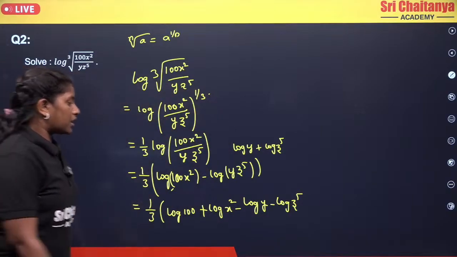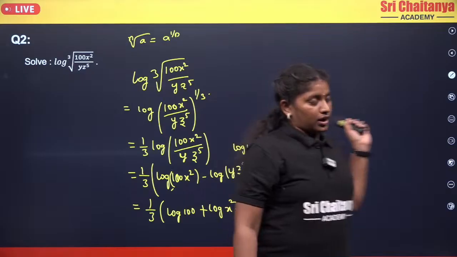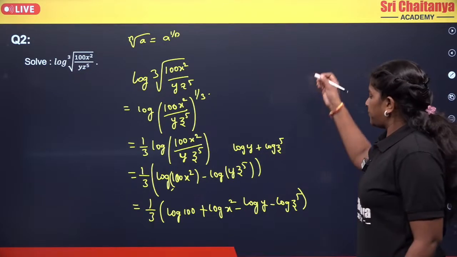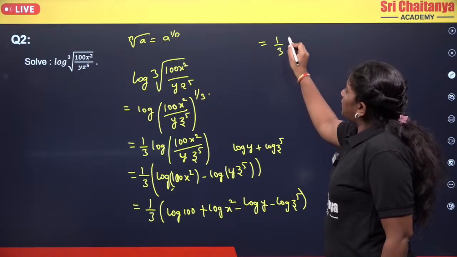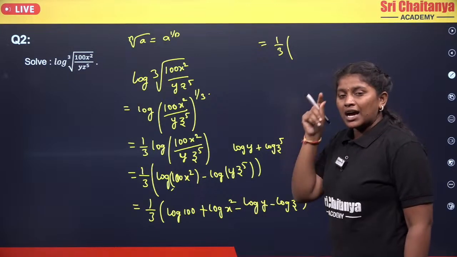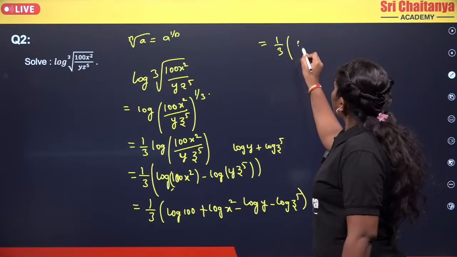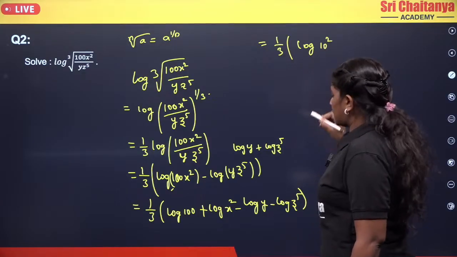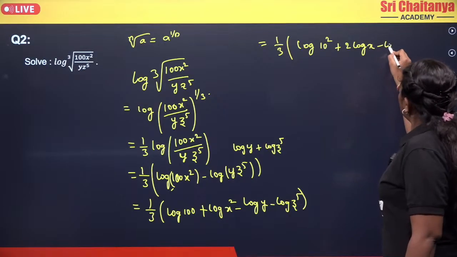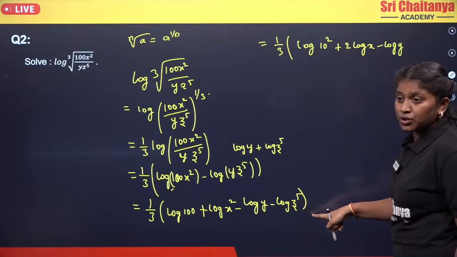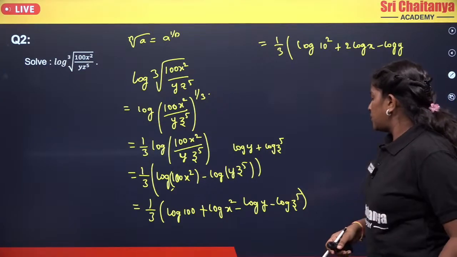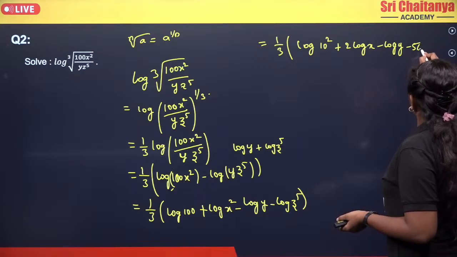Okay. Now coming to here, what can we apply? Here we have the form log a to the power x, which can be written as x log a. Now it can be written as 1/3. And can I write my log 100 as 10²? Because 100 we can write as 10², right? So I am writing here 100 as 10², plus 2 log x minus log y, and coming to here, z to the power 5. So once again using log a to the power x, that becomes x log a, so that becomes minus 5 log z.